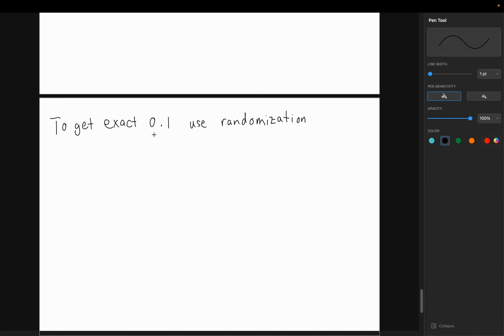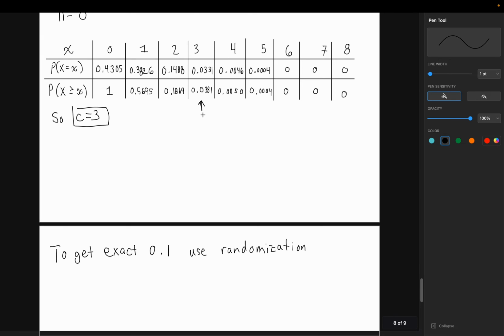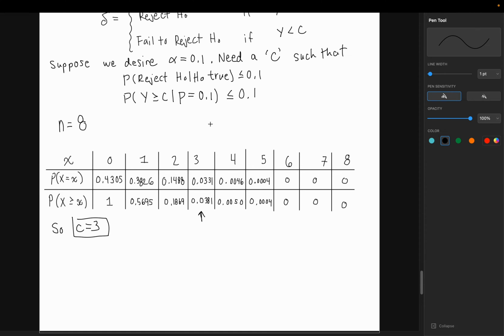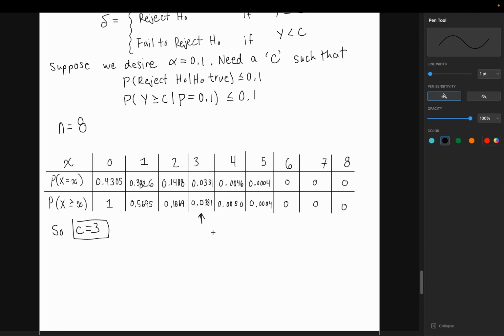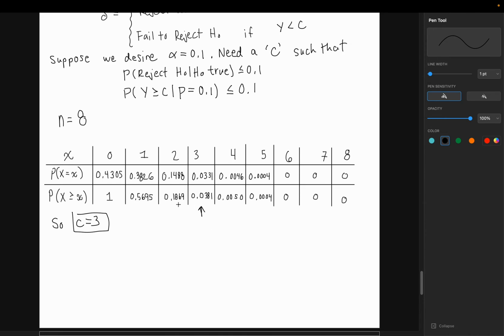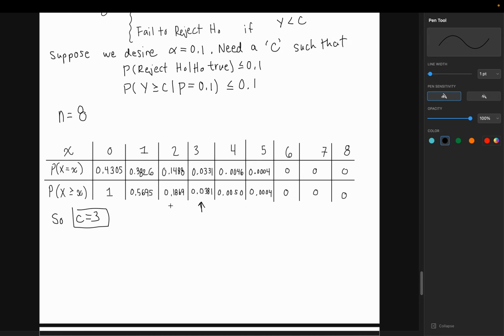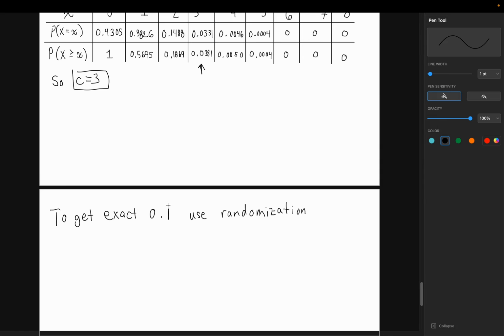So, how randomization works is, we know that the probability that our statistic y, which I denoted just a big X over here, is greater than or equal to c is 0.0381. What about 2? Well, we can use randomization for if we get a 2, where sometimes we reject and sometimes we fail to reject. So we're going to have this special case where we'll use a randomization procedure to sometimes reject if we have 2 and to sometimes not reject if we have 2. So it will randomly choose whether to reject or not reject so we get our desired alpha level. How do we do that?